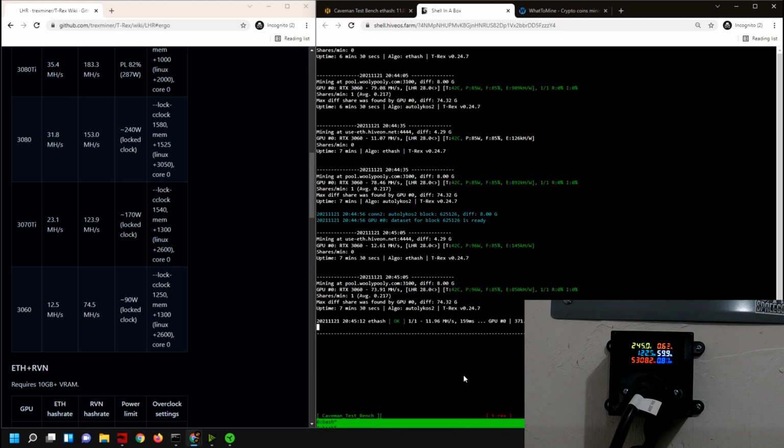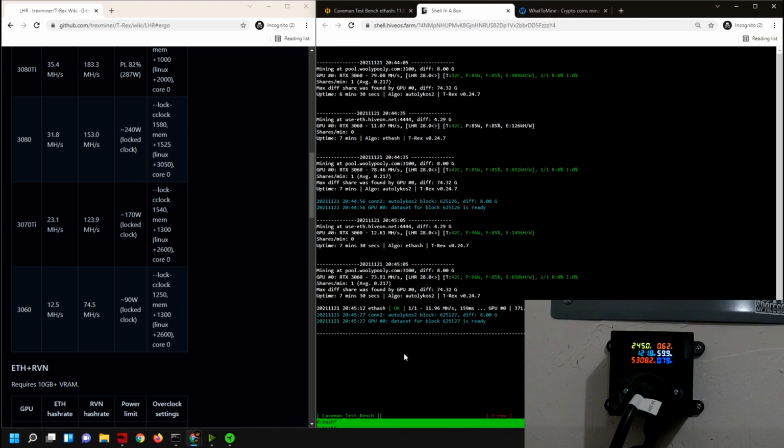So not too crazy in terms of leveraging the power. You could see we got the Ethereum hash rate up a little bit there at 12.61, Autolycos Ergo at 73.91. So not too shabby.